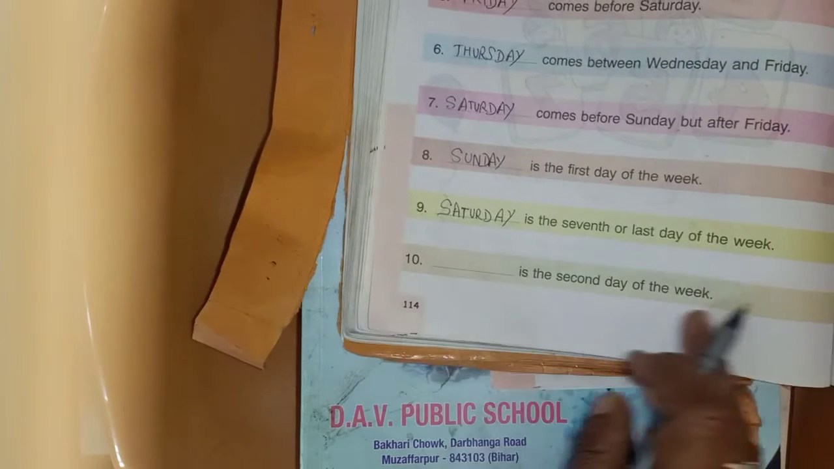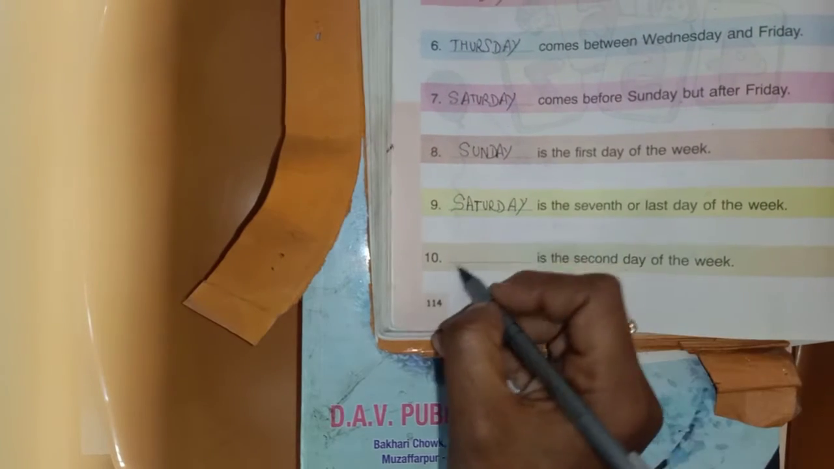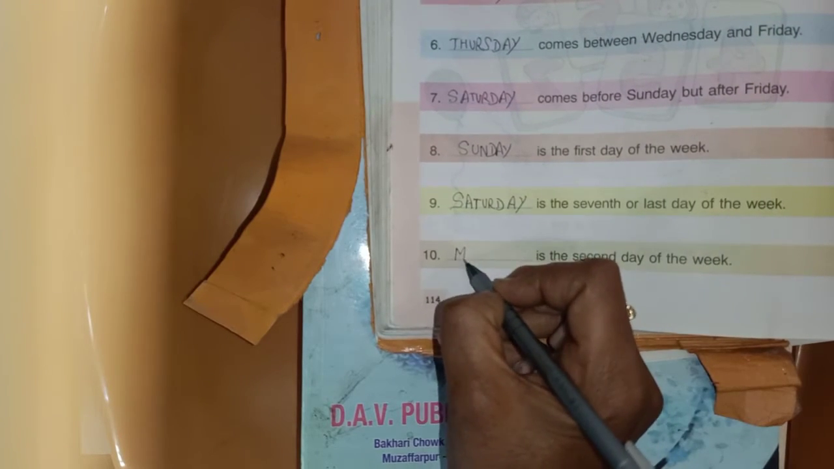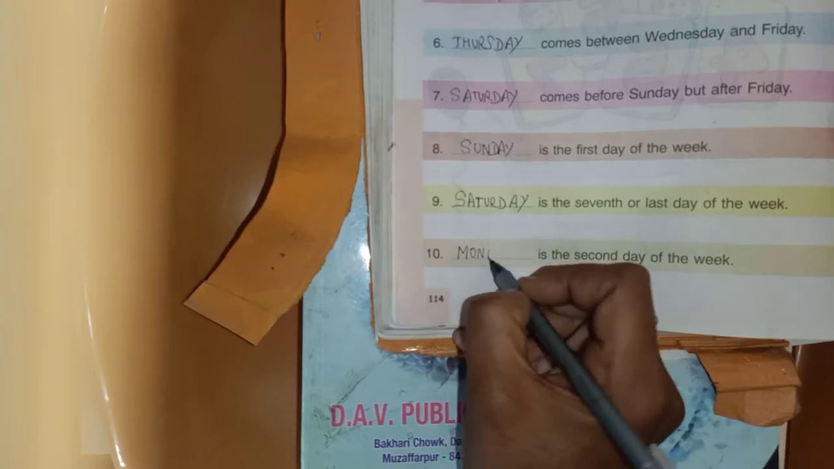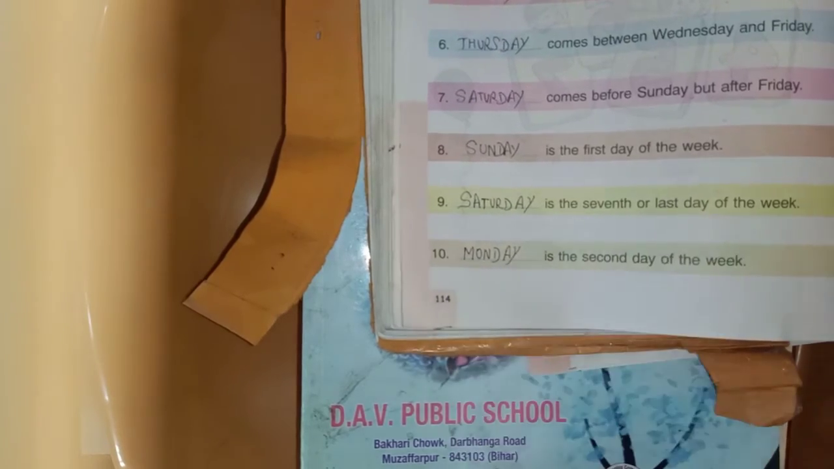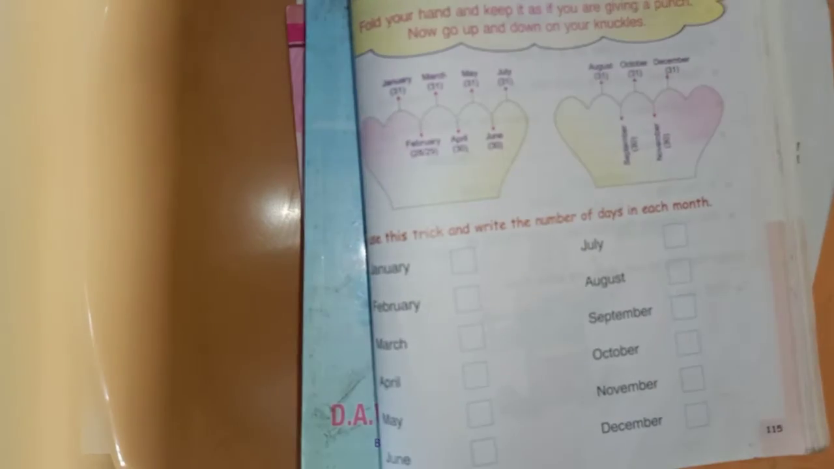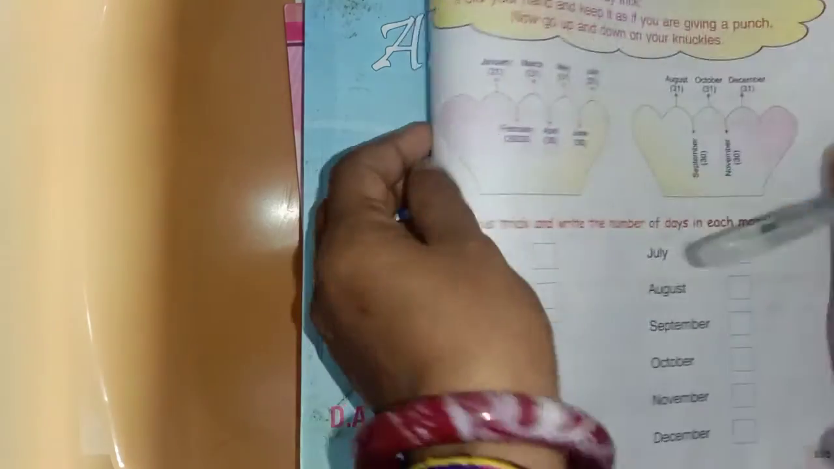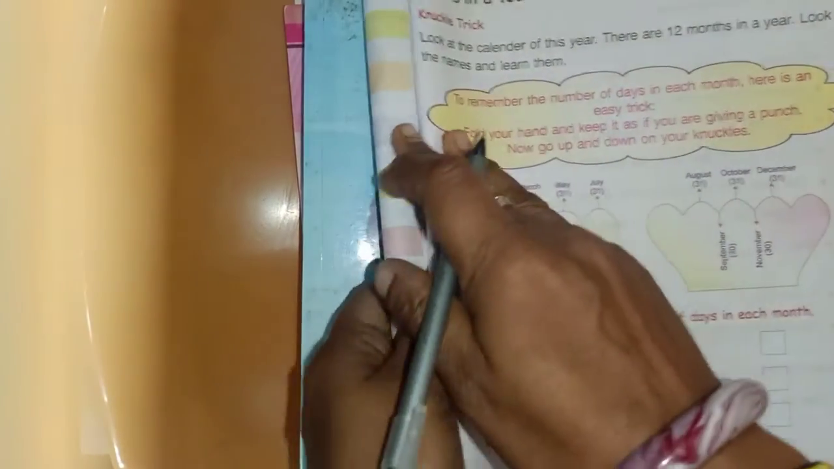Dash is the second day of the week. Which is the second day? First day is Sunday and second day is Monday. Monday is the second day of the week. Now turn to the next page. Let's read the questions. All these things you have to write and understand properly in your copy.